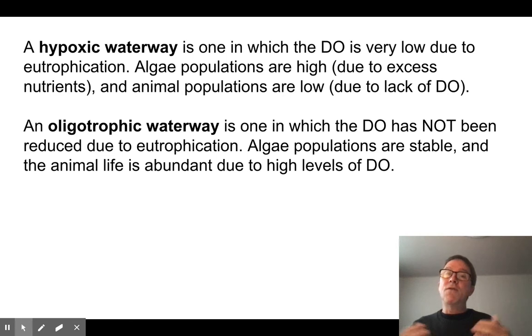Now, an oligotrophic waterway, that's a fancy word for it, is basically one that does not have eutrophication, does not have a problem with this oxygen demand. So we have not reduced the DO, and as a result, the algae populations tend to be stable. They're not growing rapidly. Animal life is varied and abundant. There's a lot of biodiversity in the fish species, in the different invertebrate species. And so basically, this is a healthy aquatic ecosystem. So think of oligotrophic meaning healthy, it hasn't been messed with. Hypoxic means the DO is really down because of eutrophication, some release of fecal material.